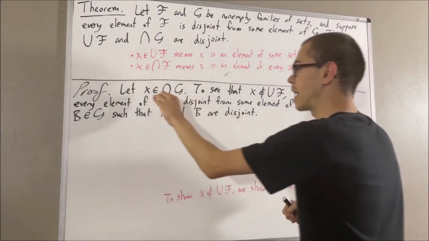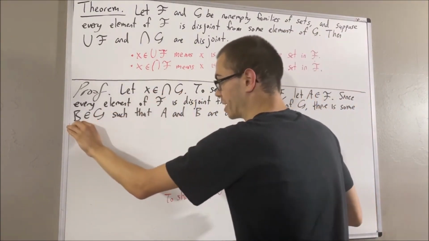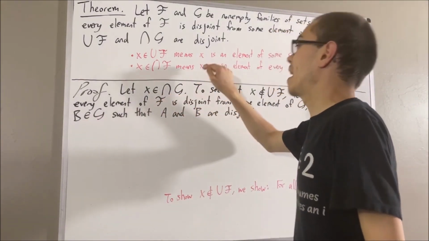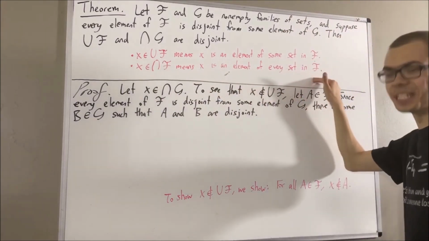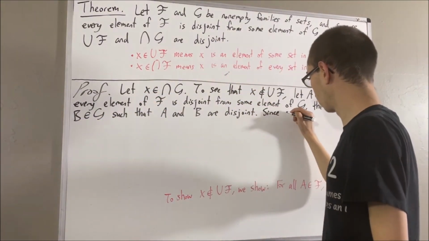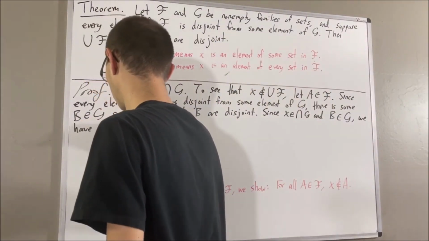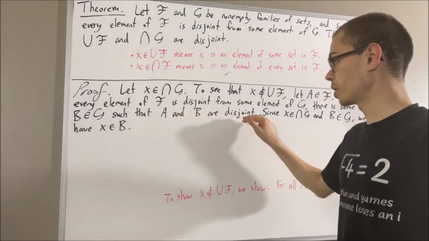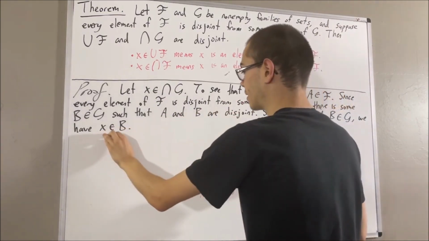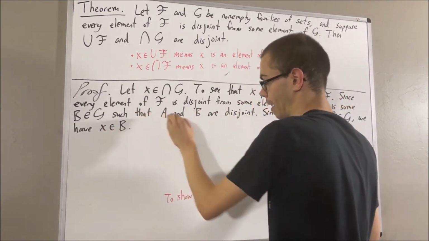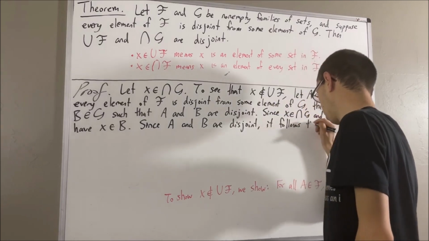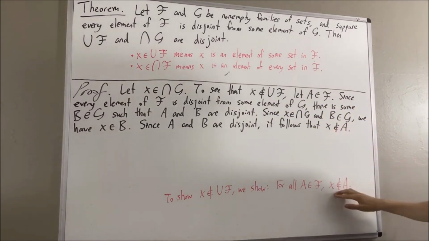Now notice, we know that X is an element of the intersection of G, and B is an element of G. And remember, to say that X is an element of the intersection of G means that X is an element of every set in G. Since B is an element of G, we have that X is an element of B. But also, A and B are disjoint, which means A and B do not share any elements in common. So, since X is an element of B, we cannot have that X is an element of A. Therefore, X is not an element of A. And that is exactly what we wanted to show.